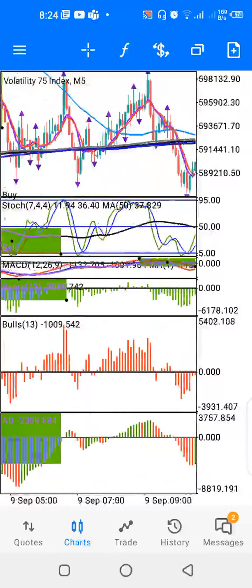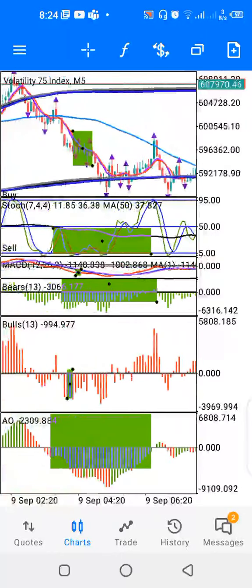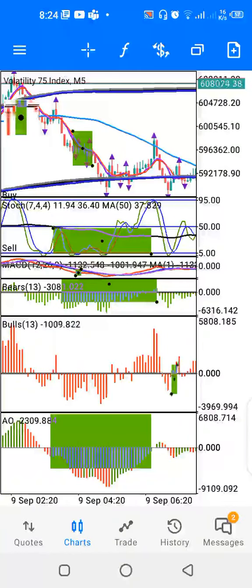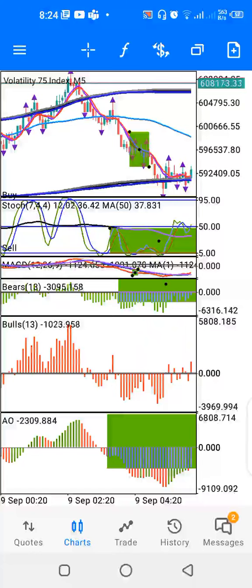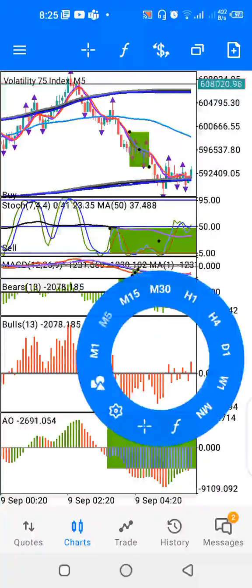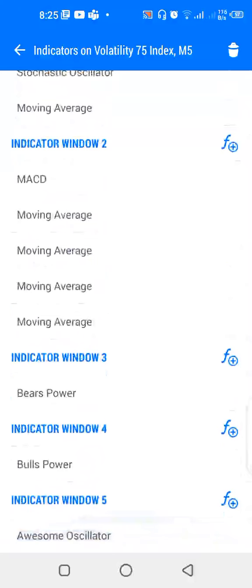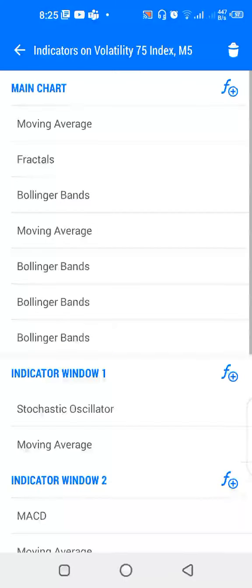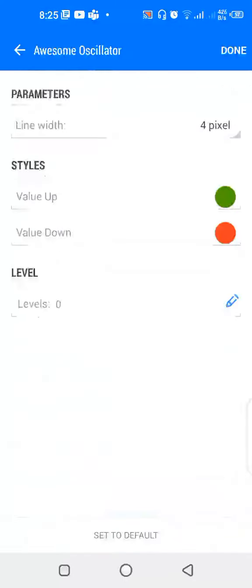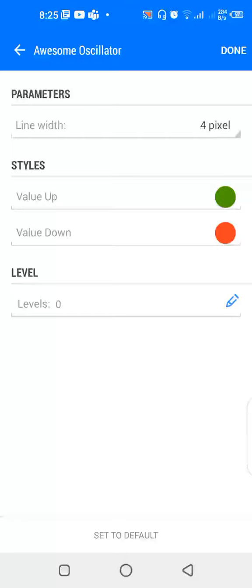Then until you get another third bar, probably somewhere around here. Okay, so that's that for Bulls Power indicator window, which is our indicator window 4. Okay, the last indicator window is Awesome Oscillator. Indicator window 5, Awesome Oscillator. Of course, the value up color is green, value down color is red, level 0 color is black.